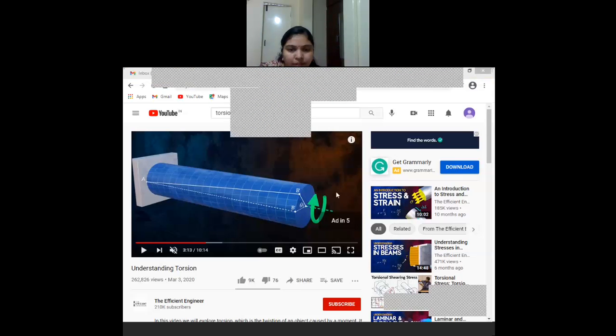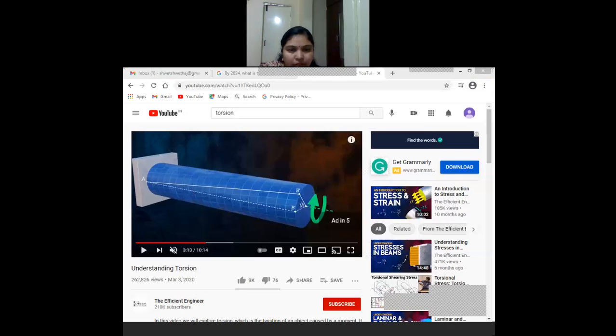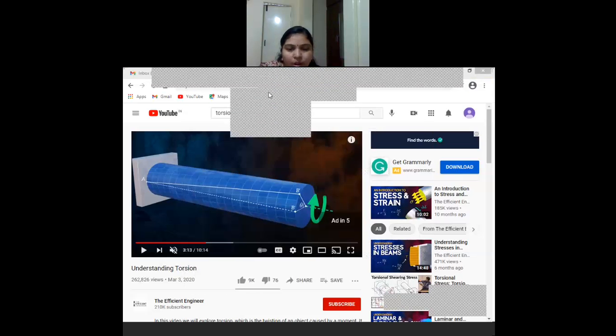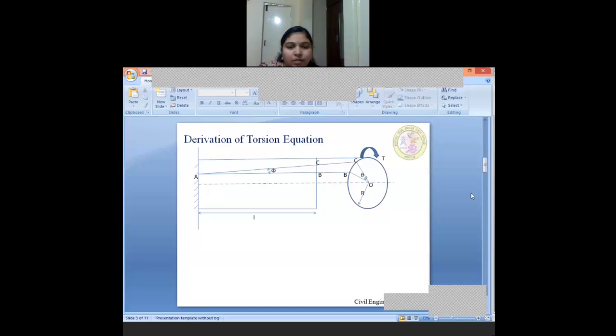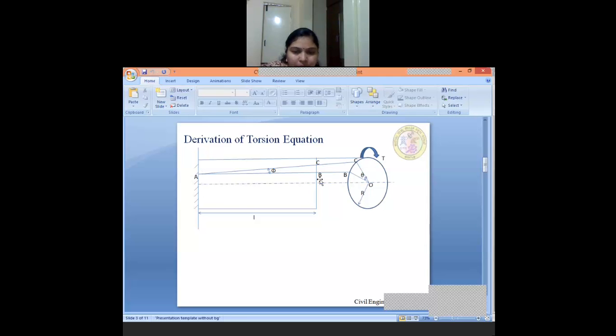So now, based on this, we will discuss. The same thing we are showing here. AB is some line on the surface of the shaft. When it moves from AB to AC, this angle of twist is theta, and this angle is phi. This is the length L of the shaft, and here the torque is being applied. The radius is R.